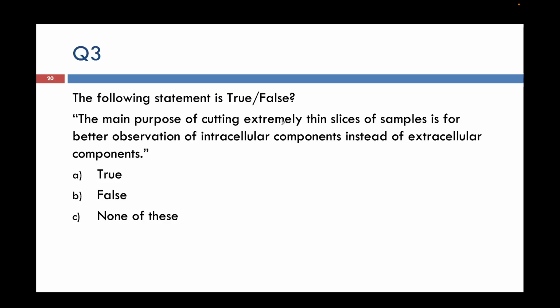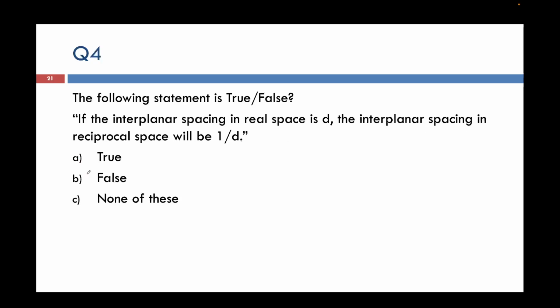True. Yes, this is correct, because if I am putting my biological specimen in the TEM, then I want to view the intracellular components. So that is why I have to cut the thin slices, and then do the pre-thinning and final thinning, so that I can put my sample in my TEM chamber.